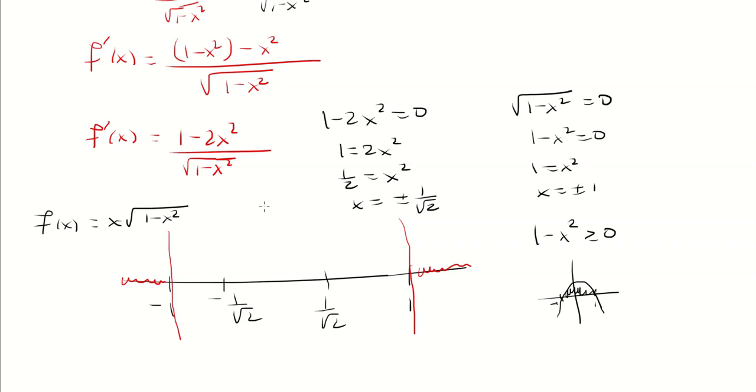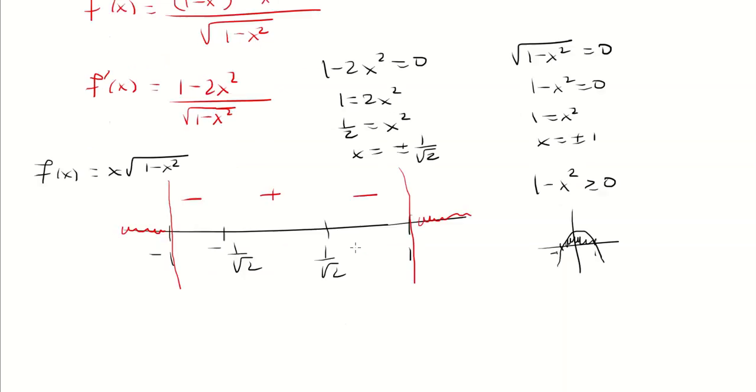So we just need to test a different region. So we pick a number between negative 1 and negative 1 over root 2. We see that it is negative. And then let's say if we pick 0, that's positive. And then pick a number here that's negative. So you can plug it in, but just to save some time, this is what it looks like.